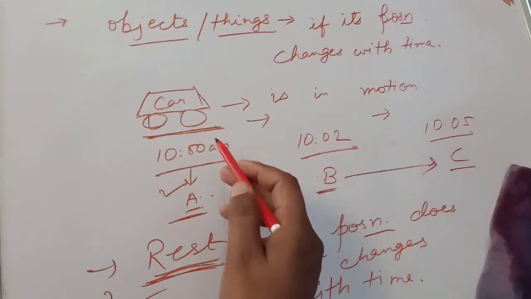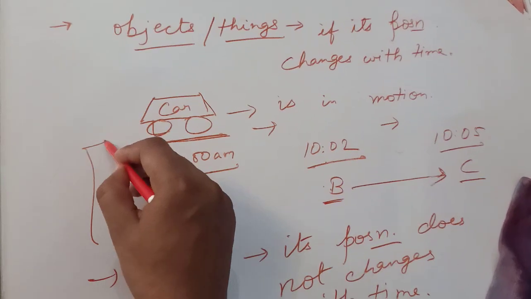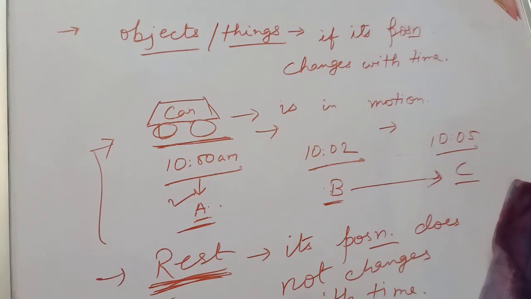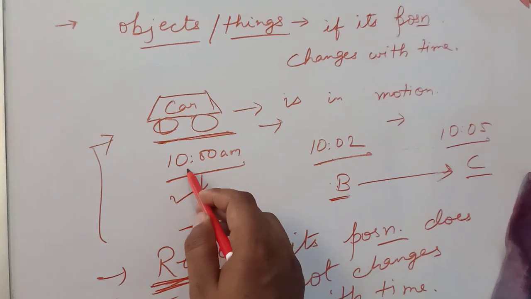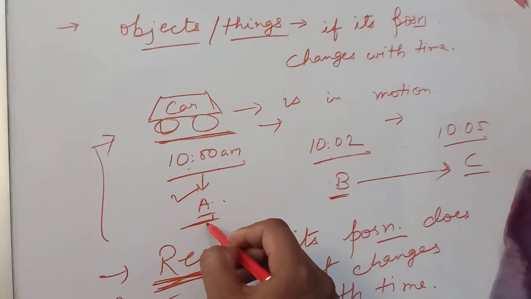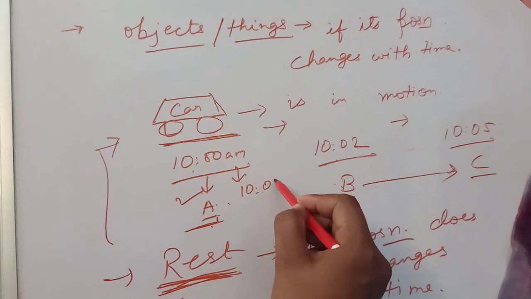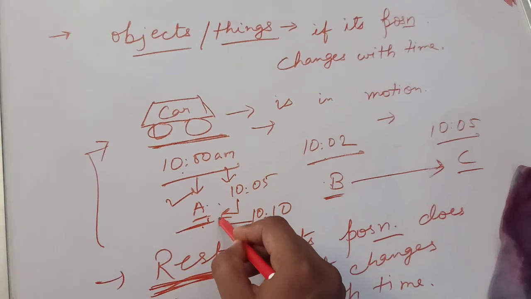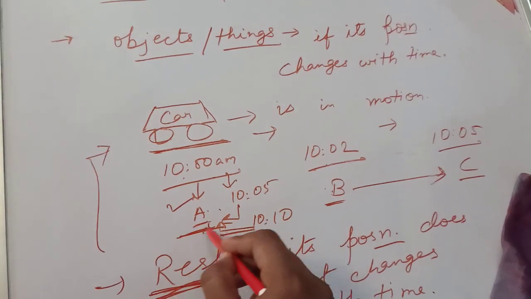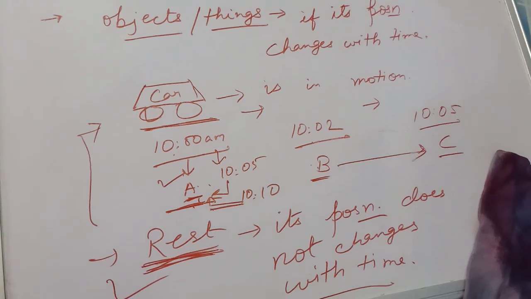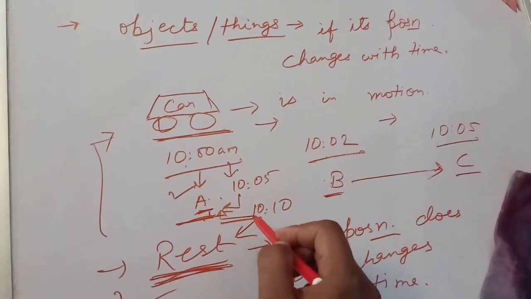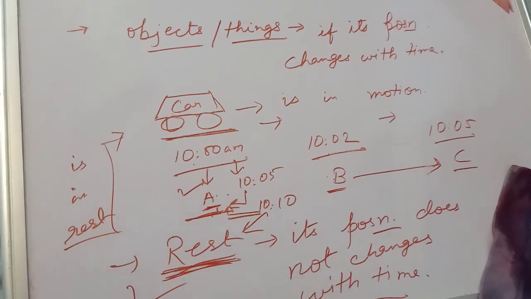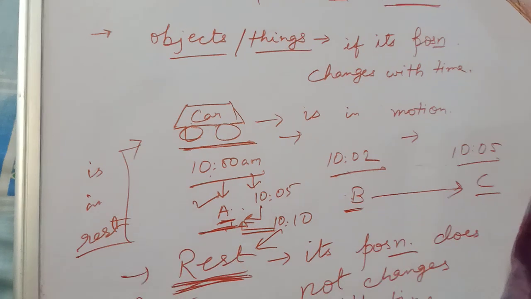Taking the same example of the car to explain rest, it was at position A at 10 a.m. At 10:05 it is again at position A, and at 10:10 it is again at position A. So its position has not changed. The point is A only. In such a case, we say that the car is at rest.